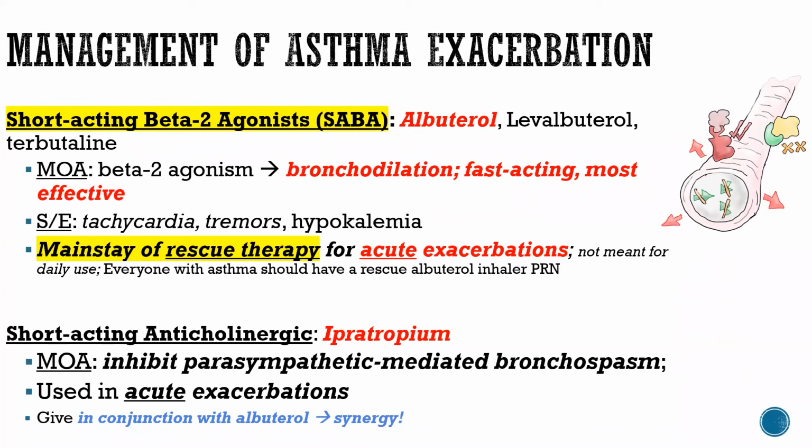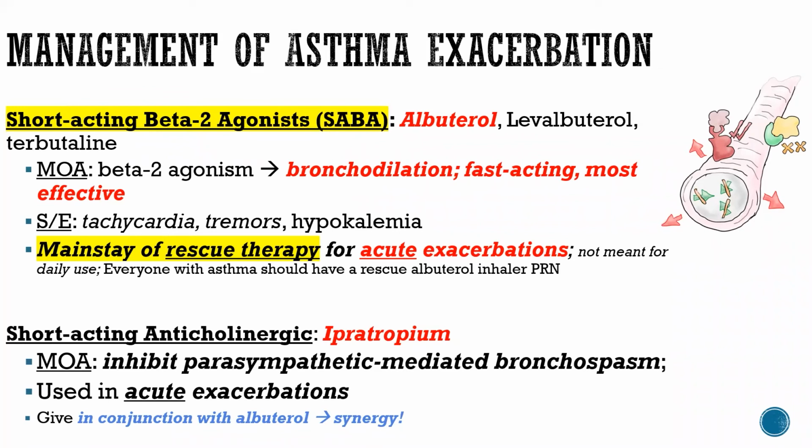Therefore, we can cause a patient to have bronchodilation by either giving them a medication that is a beta agonist or a medication that blocks these cholinergic receptors. The mainstay of therapy for asthma exacerbation is thus a short-acting beta agonist like albuterol. Albuterol will bind to these beta-2 receptors and cause the bronchodilation that is necessary to help this patient breathe better.